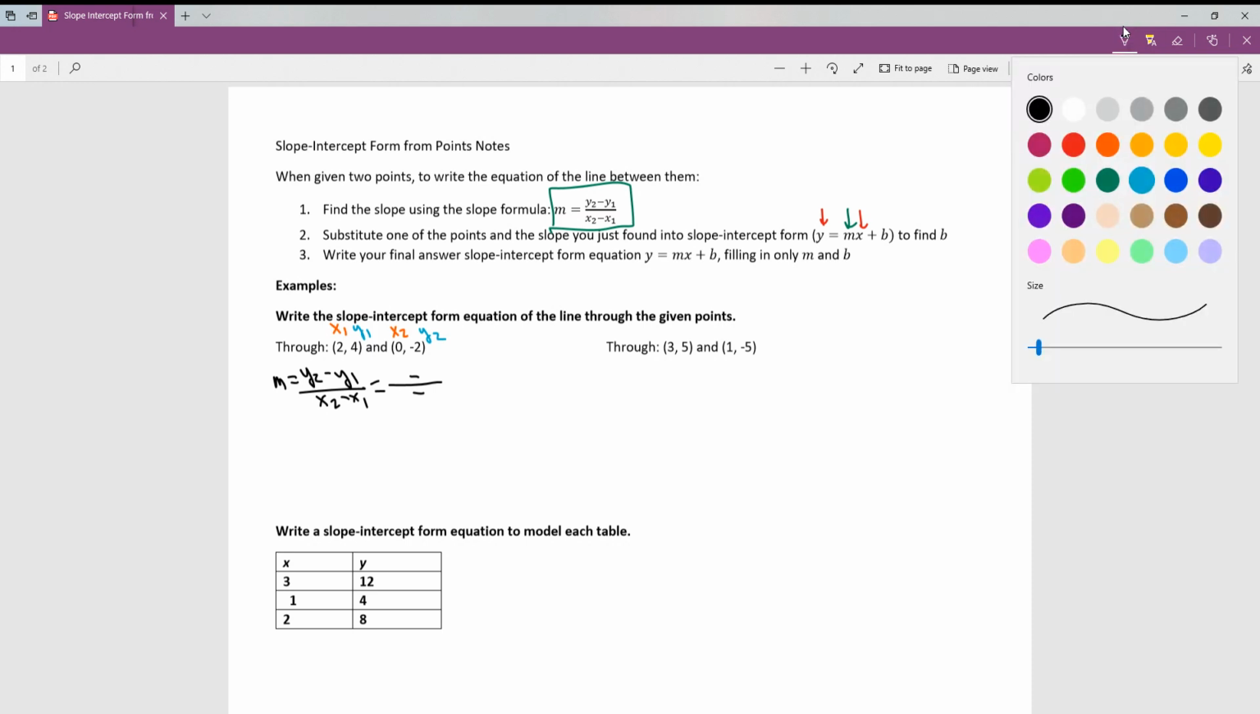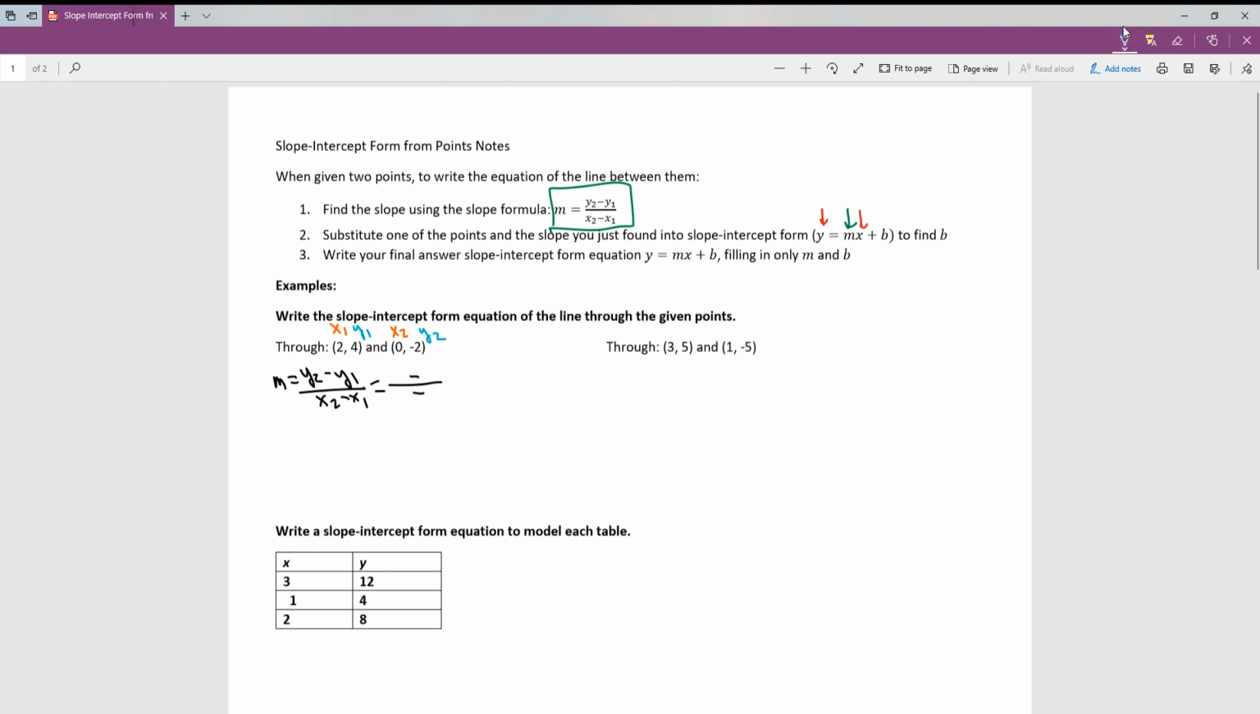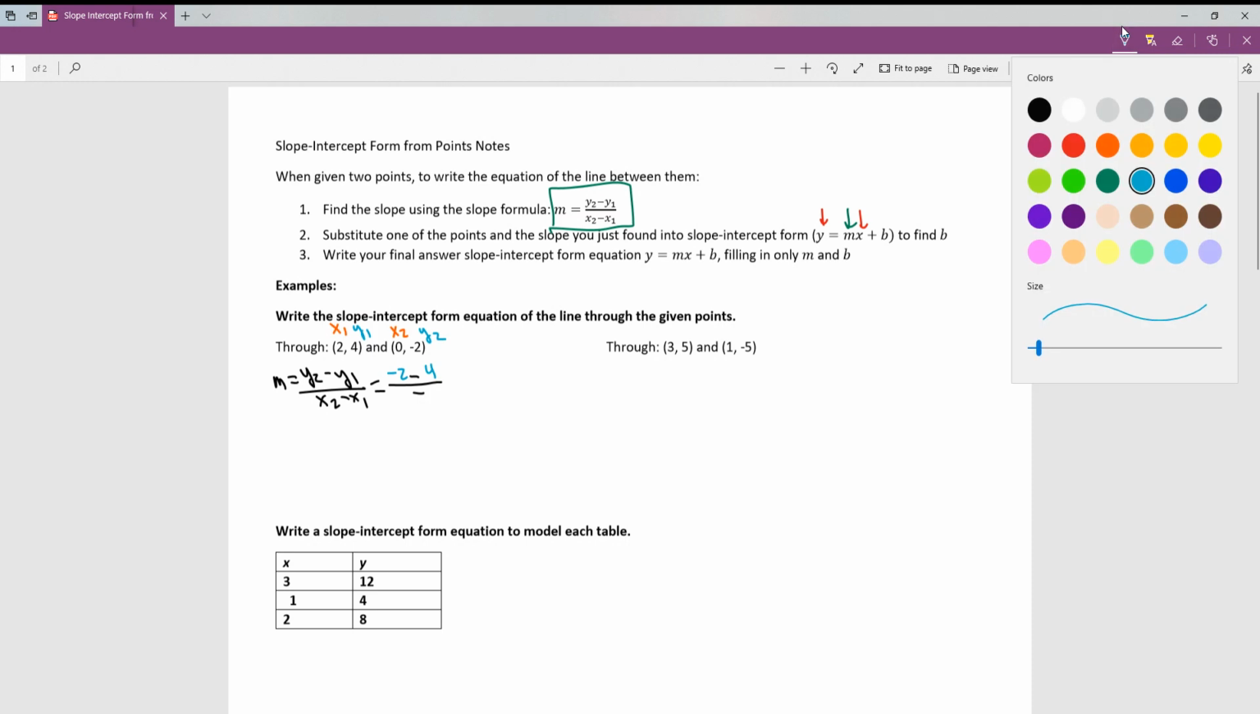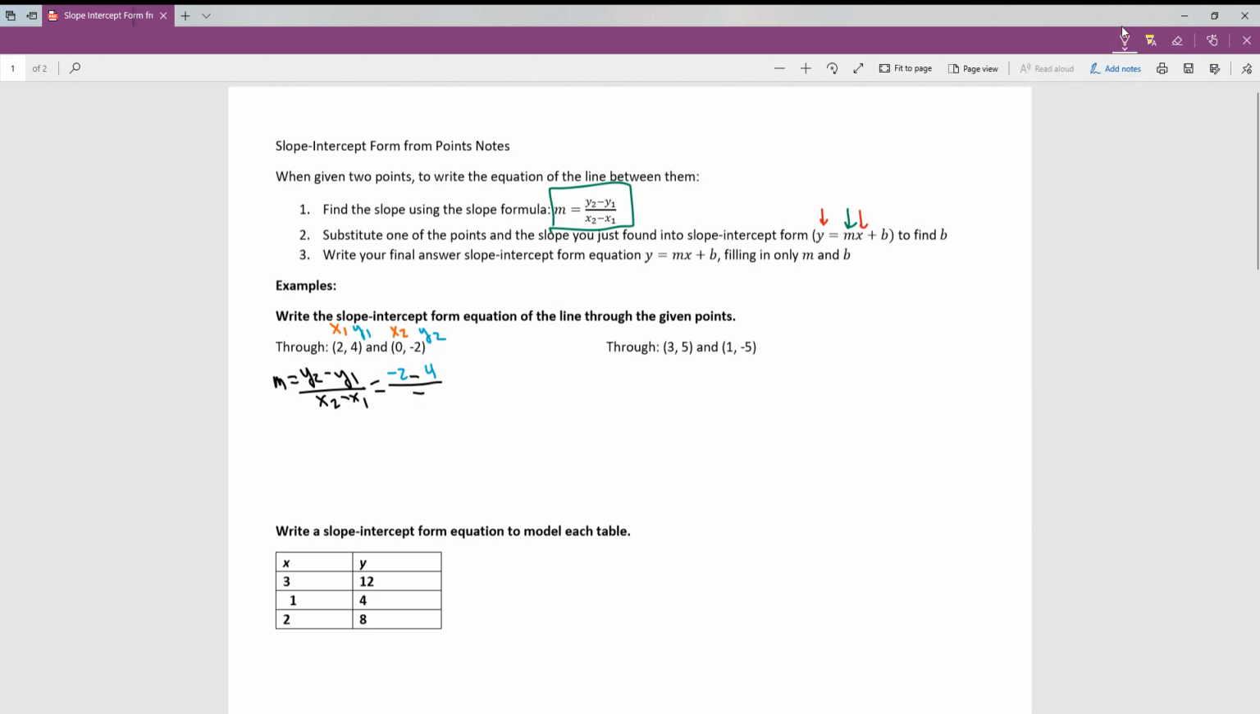Now let's put things where they go. Y values go on top, and it's y2 minus y1. It's going to look like negative 2 minus 4. That minus is just part of the formula. Same idea, but with the x's. x2 is 0, minus x1, which is 2.